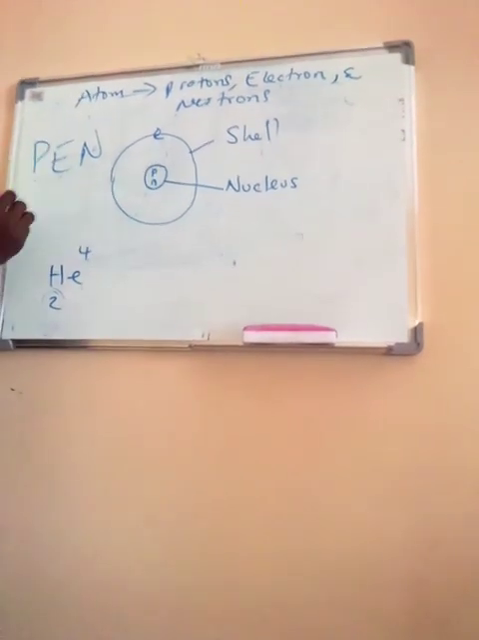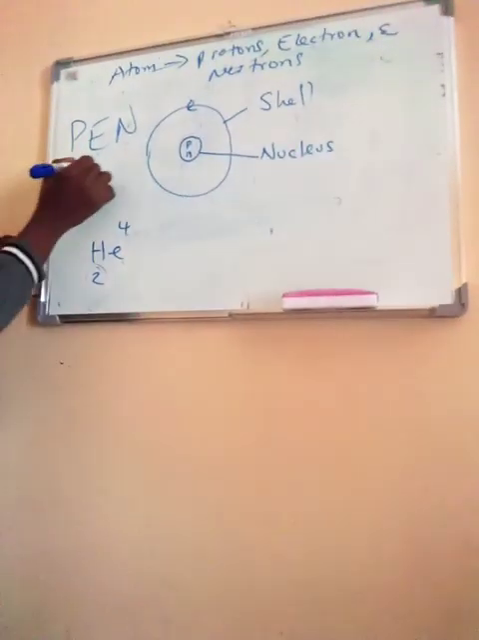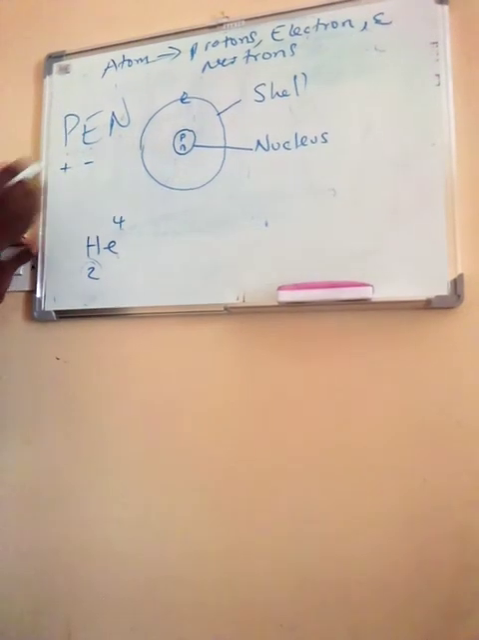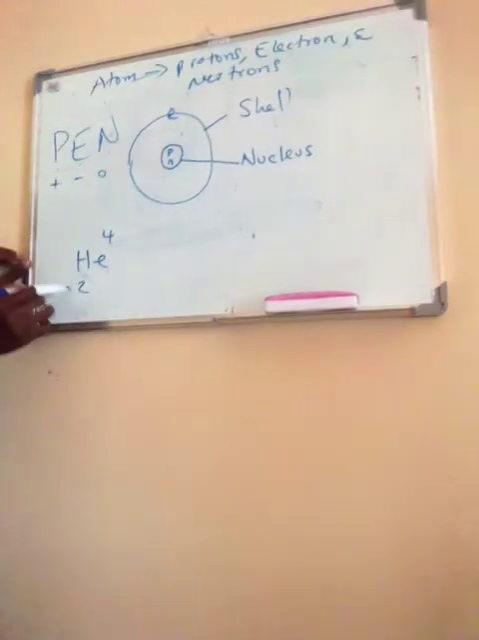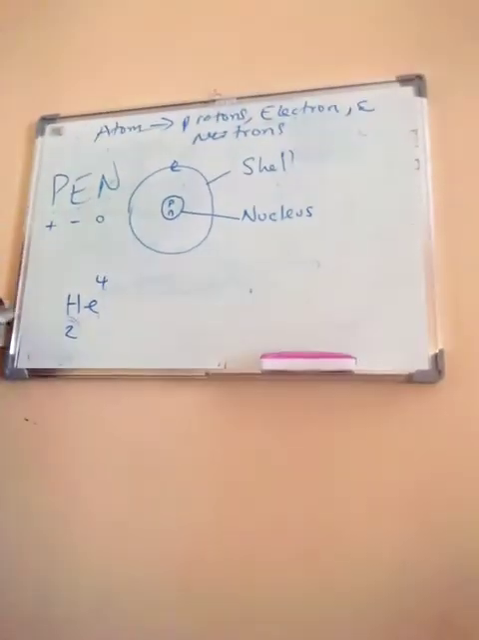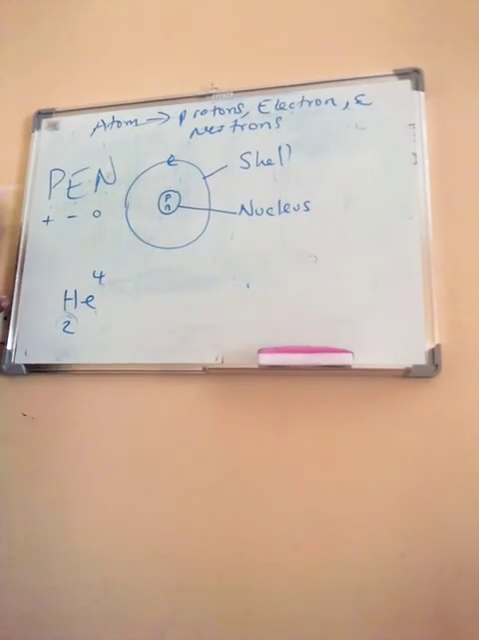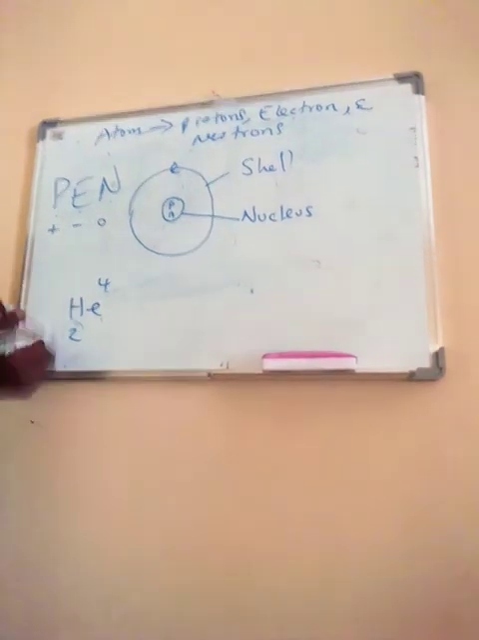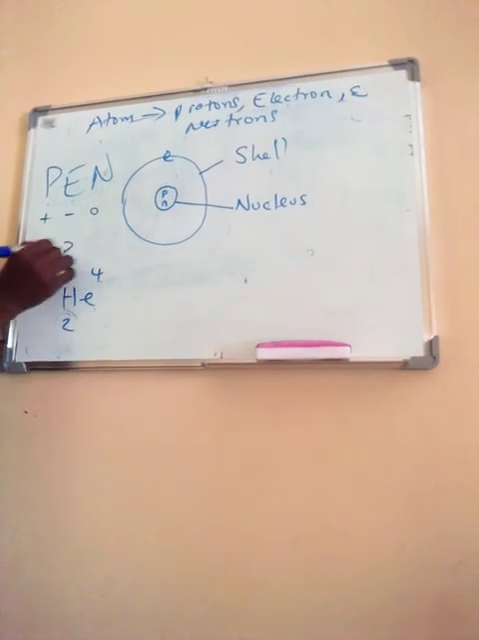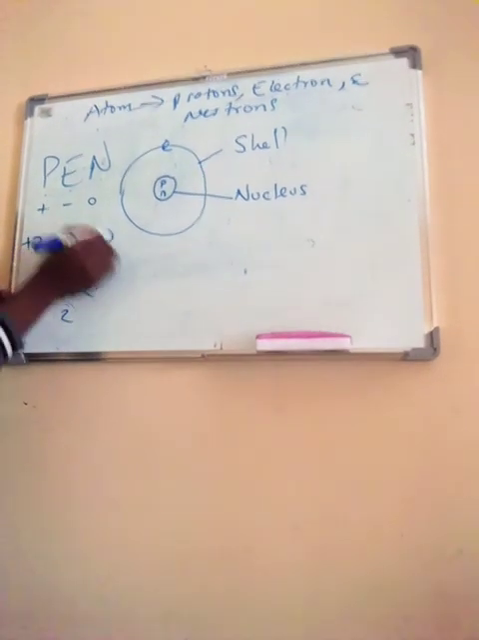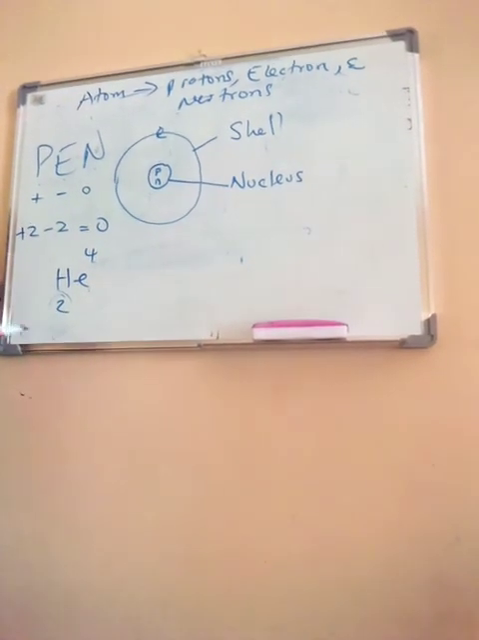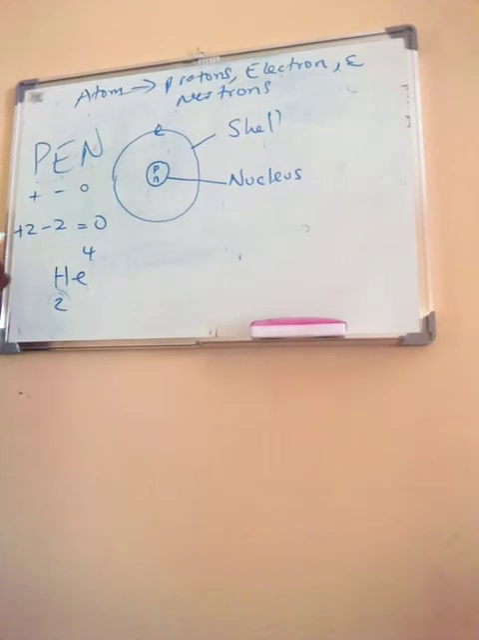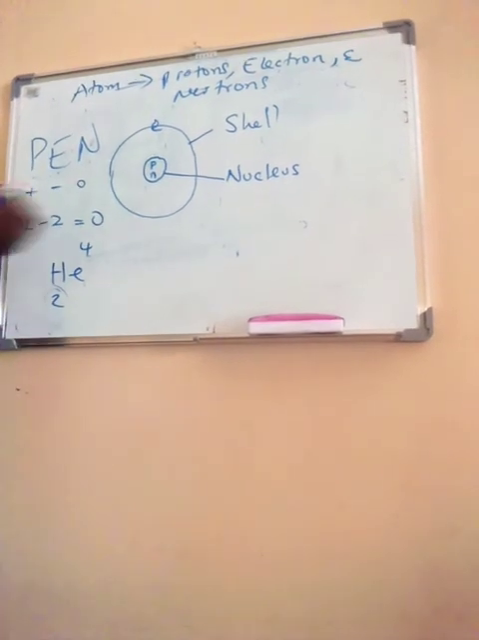These have specific charges. We have the protons, which are positively charged, the electrons, which are negatively charged, and the neutrons, which have no charge, or 0. In this setup, the number of protons is always equal to the number of electrons. So if we said plus 2 minus 2, what are we going to get? We're going to get a 0. That's why we say that all atoms are neutral, or they don't have any charge. It's because of the differences in the charges on the proton and the electron.